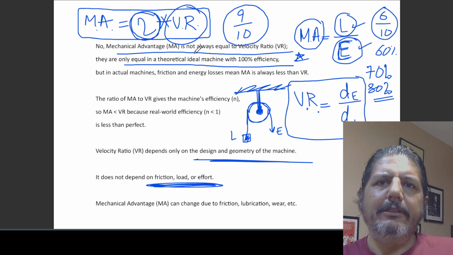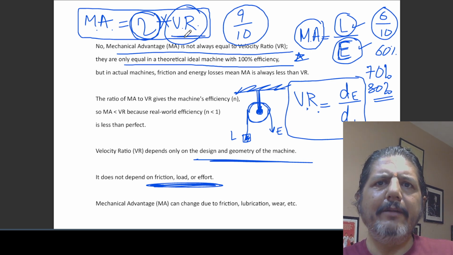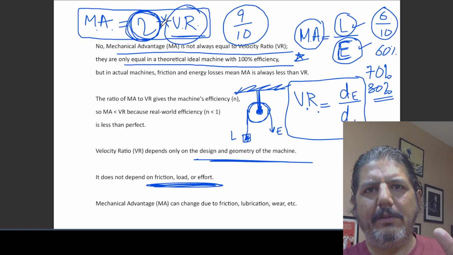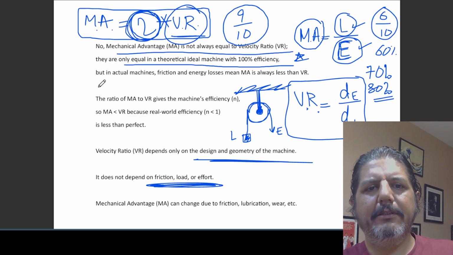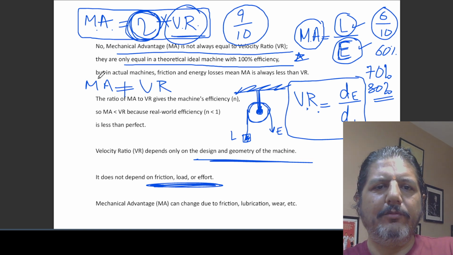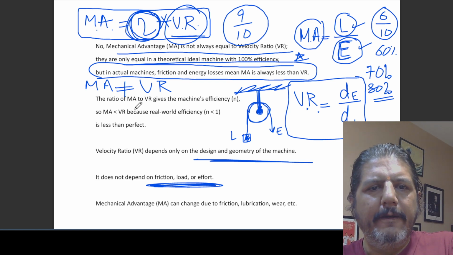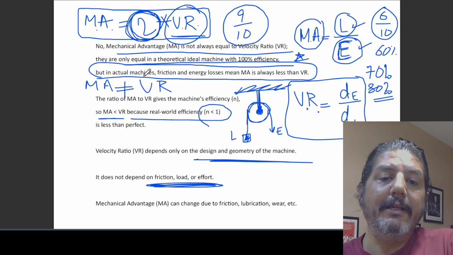So in a non-ideal machine, the velocity ratio would be an independent factor. It is the efficiency which is playing a factor now. And that is why in a non-ideal case, the mechanical advantage is not equal to the velocity ratio. That is what is written here. In actual machines, friction and energy losses mean mechanical advantage is always less than VR. So I hope this makes sense. The ratio of MA to VR gives the efficiency, and because efficiency is less than 1, mechanical advantage would be less than velocity ratio.